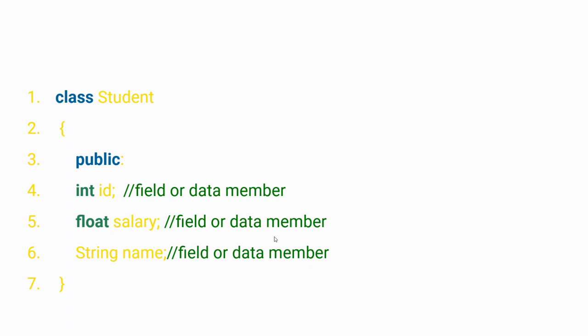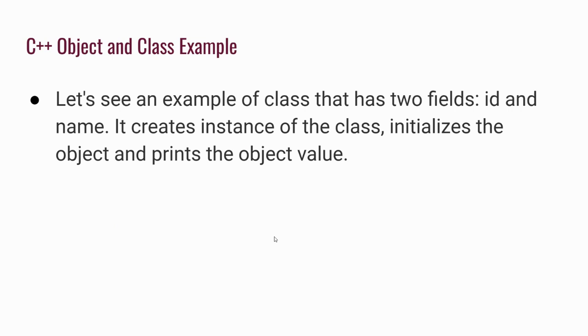Public means you can access it anywhere within the program. Public variables: int id, float salary, string name. These are the data members. C++ object and class example. We will see an example of a class that has two fields, id and name.